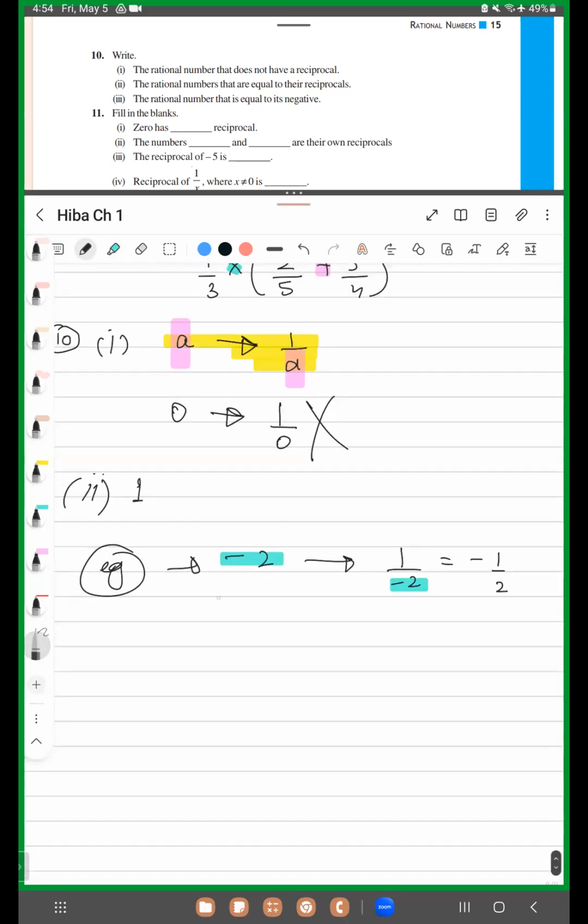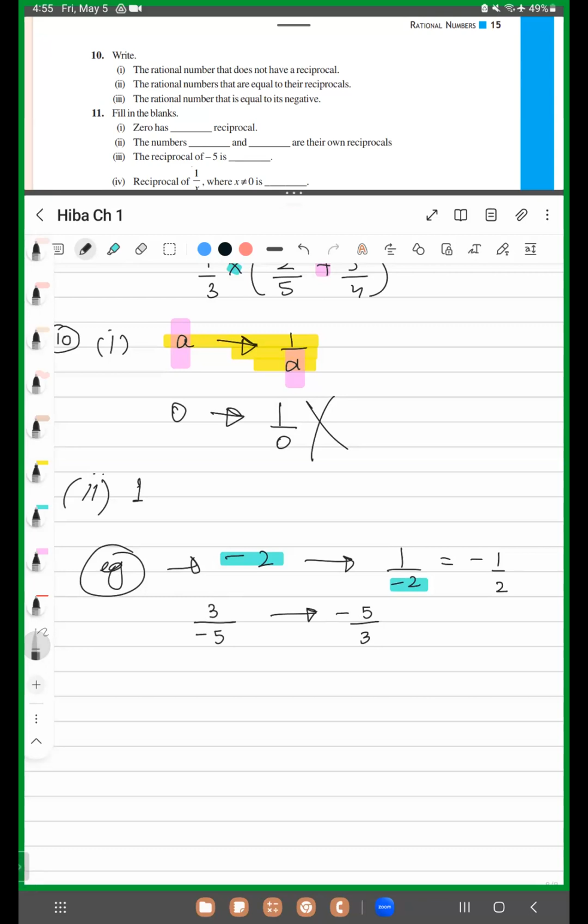Now, what is the reciprocal of 3 by minus 5? Minus 5 by 3 or minus 3. No, 5 by minus 3. Very good. Okay, did you understand?